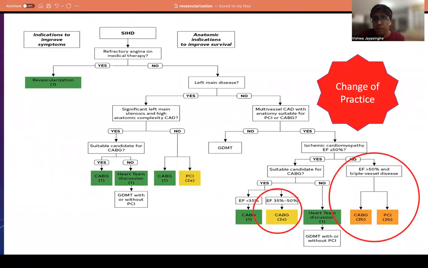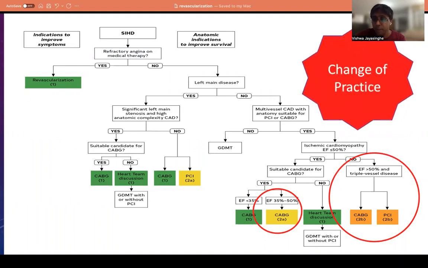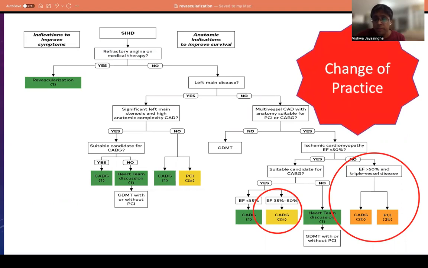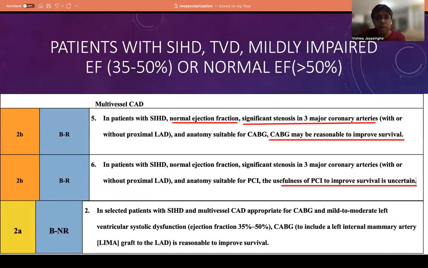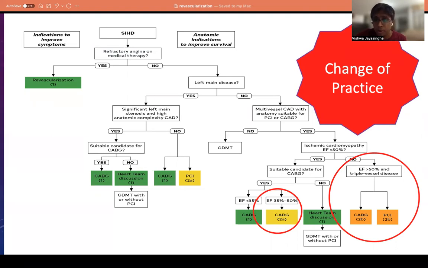Right. Now the more controversial part, where a change of practice is coming. We'll look at patients who have either a normal ejection fraction with multivessel disease or a mildly impaired left ventricular ejection fraction with multivessel disease. Patients with stable ischemic heart disease, normal ejection fraction, and significant stenosis in 3 major coronary arteries with or without proximal LAD. Here, the important thing is we are not talking about left main. I'll talk about left main separately. Here we are talking about non-left main disease, right? So non-left main, with EF either normal or mildly impaired.